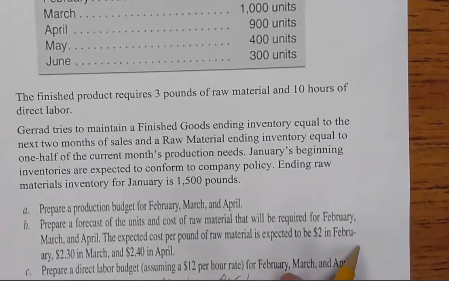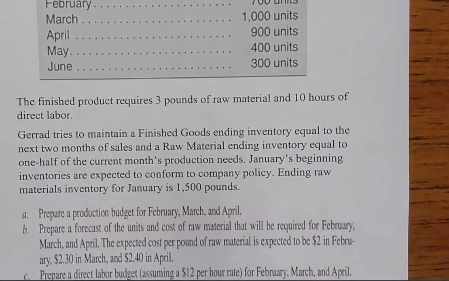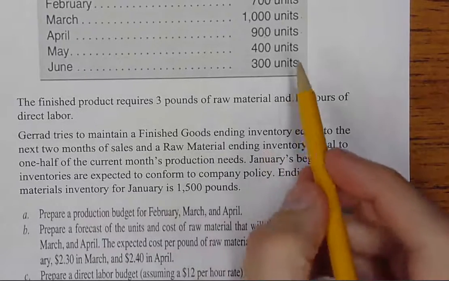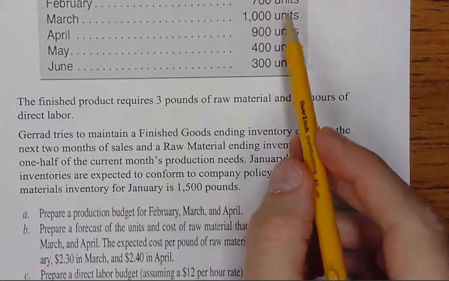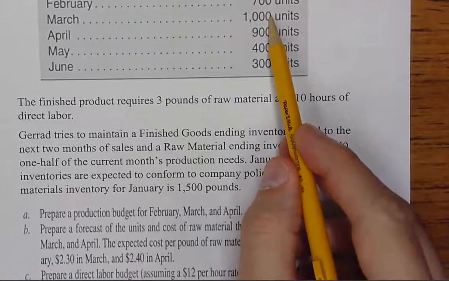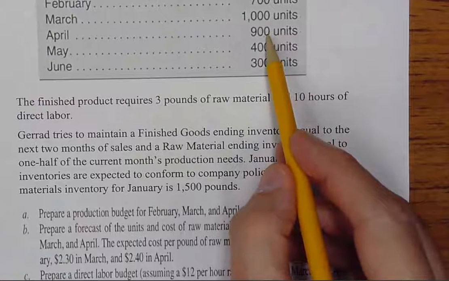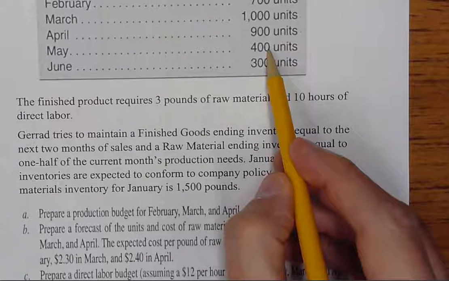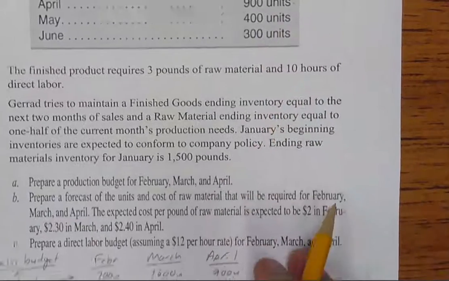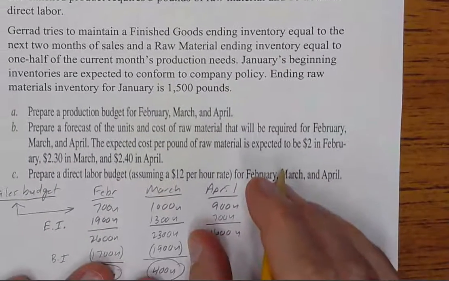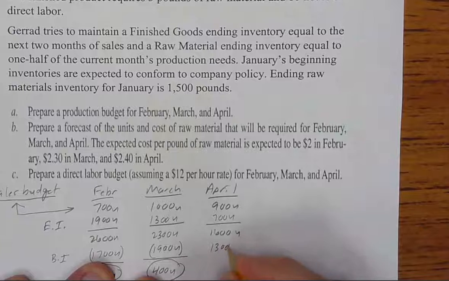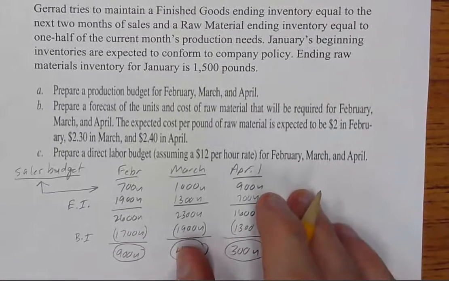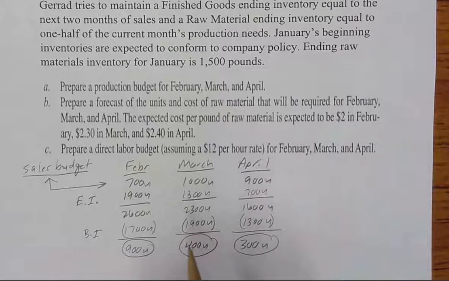For April, we're going to come up here and we're going to say, okay, in the month of March, the month before that, we had produced in finished goods the 900 units for April and then the 400 units for May. So that's 1,300 units. And again, that's 1,300 units that we have already made. We don't have to make them twice. So that's all there is to it. We now have our production budget.